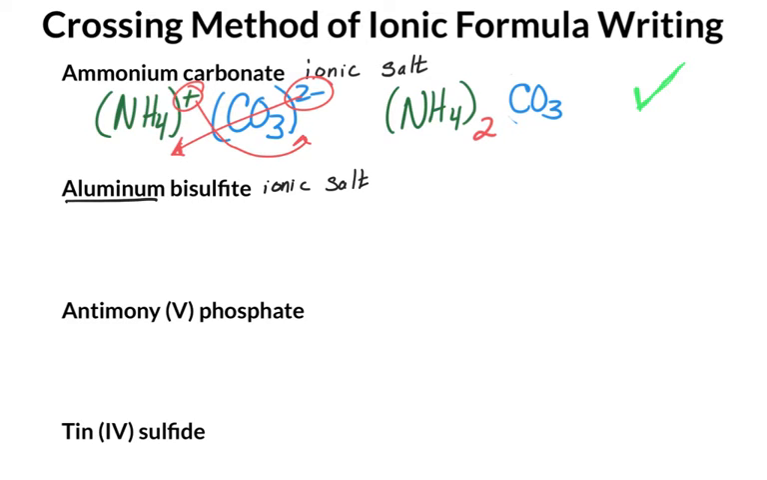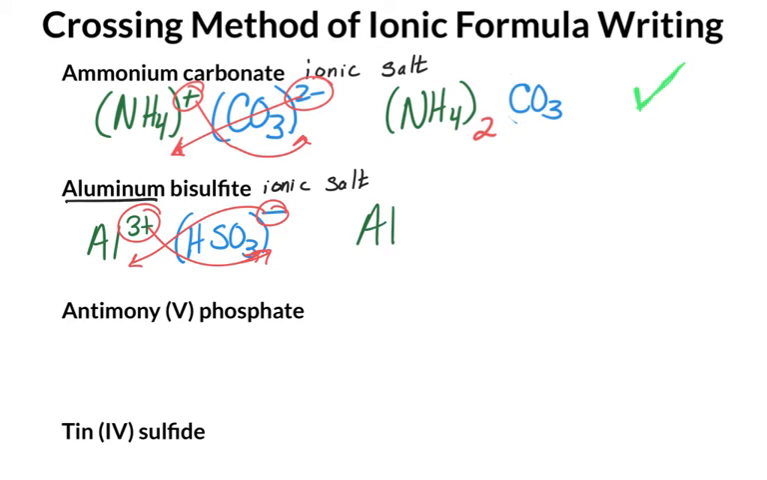We see that it starts with aluminum, which is a 3+, and then we get bisulfite, which is the formula HSO3 with the charge -1 on the outside of the parentheses. And now let's put that together. The 3+ charge on the aluminum goes to the outside of the parentheses for the bisulfite. And the -1 charge, we're going to put a 1 for the aluminum. And our answer then will be Al1, of course we don't write the 1, parentheses HSO3, close parentheses, subscript 3. And that one is correct.